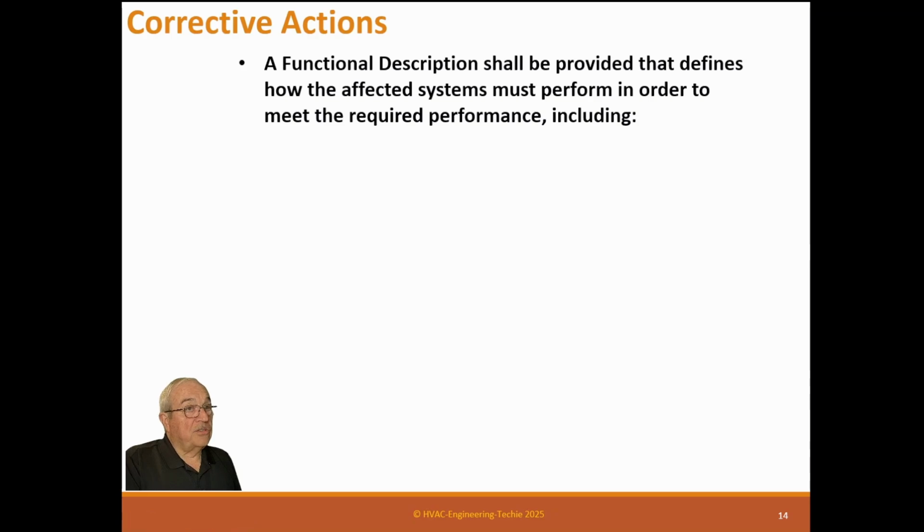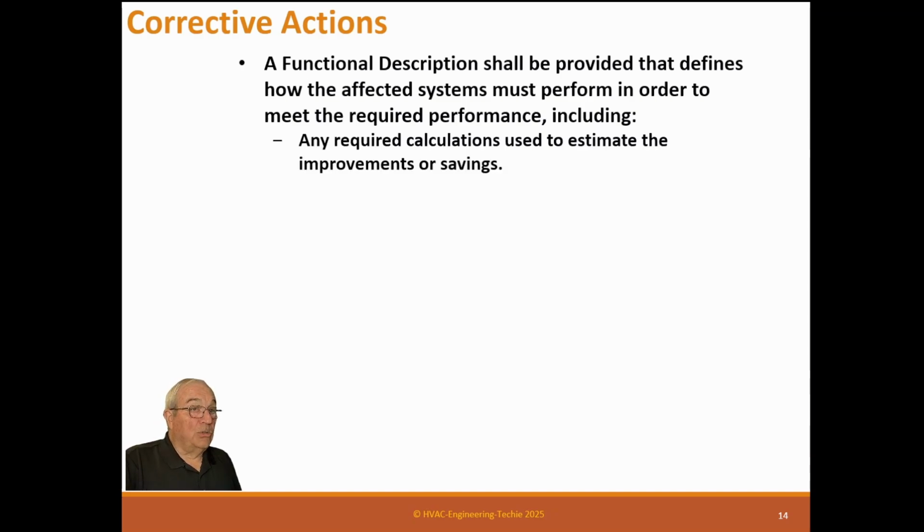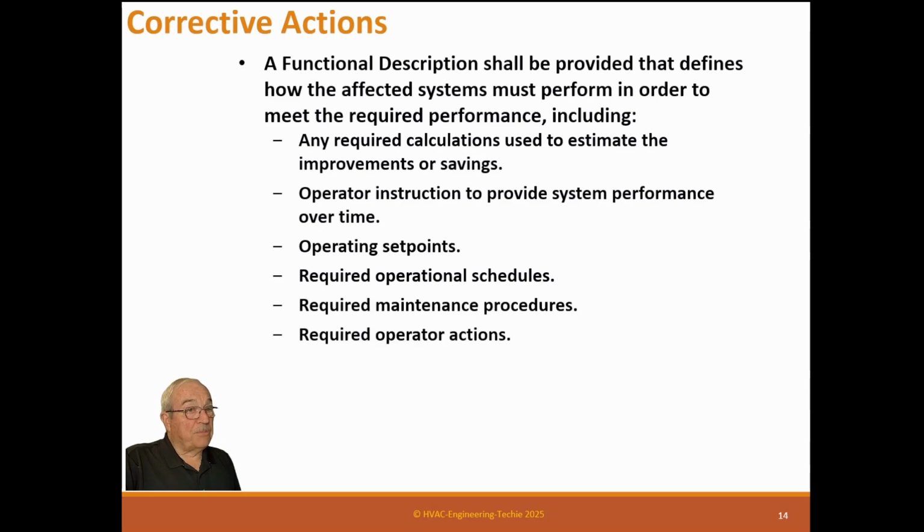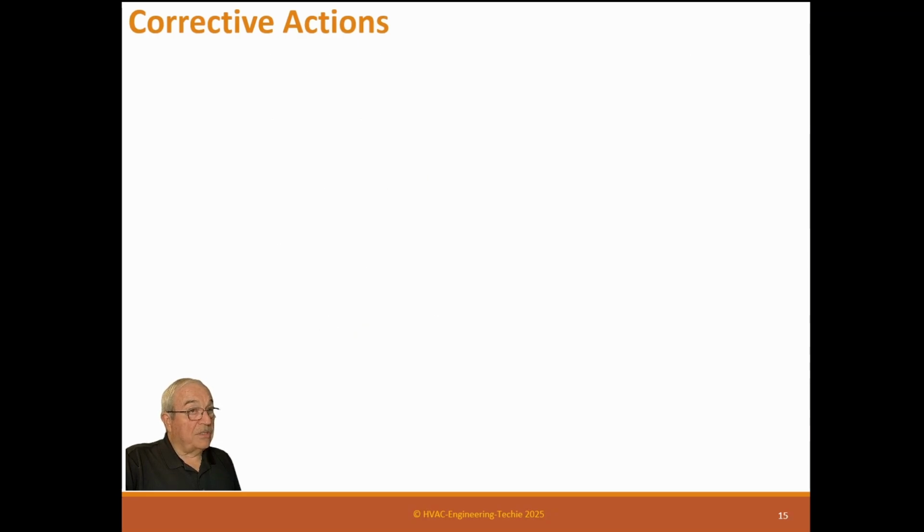The corrective action shall include a functional description that defines how the affected system must perform in order to meet the required performance, including any required calculation used to estimate the improvements or savings. I show them all those calculations. Whether they can read them or not, I don't know, but that's how we calculate it. Operator instructions provide system performance over time: operating set points required, operational schedules, required maintenance procedures, required operator actions, and total sequence also.